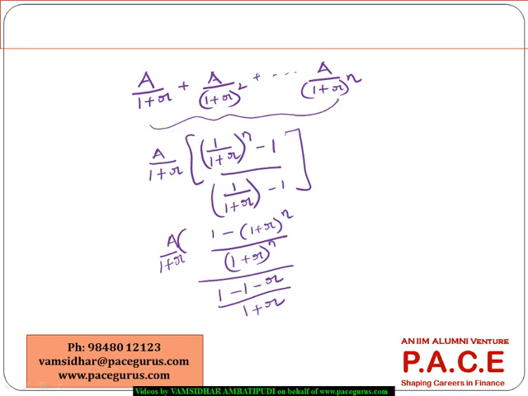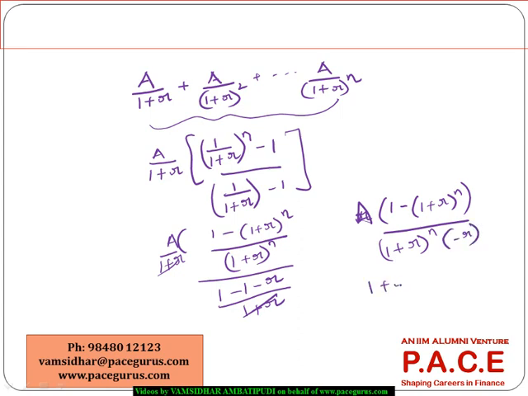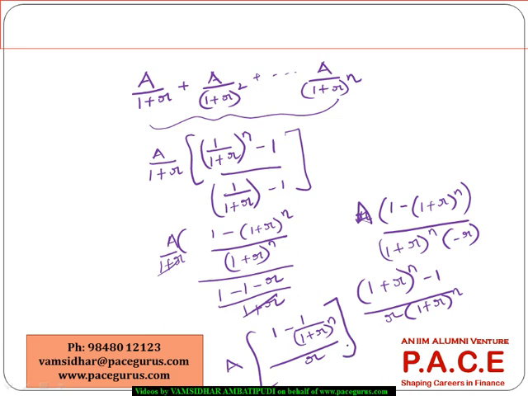So if I take this out, it comes to A multiplied by 1 minus 1 by (1 plus R) to the power n, divided by R. Just take the minus sign out. The other way of simplifying it: A multiplied by 1 minus 1 by (1 plus R) to the power n, divided by R. So this is what is going to be the present value.